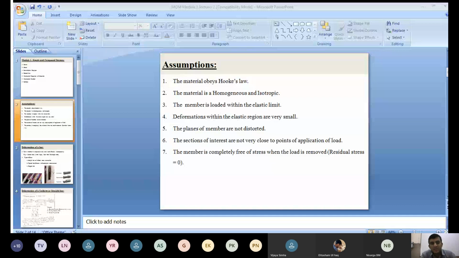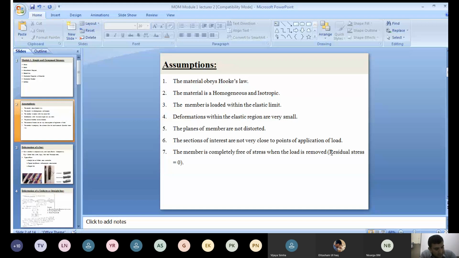Right? These are the 7 important assumptions before going to study or derive the equations, or study the stresses or deformation induced in a body by the theoretical method. Is there any doubt regarding these assumptions? The 7 assumptions?